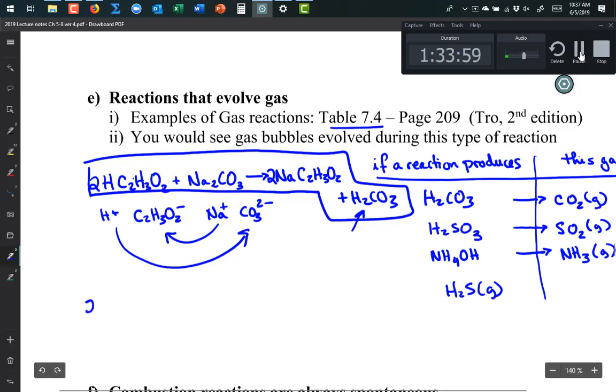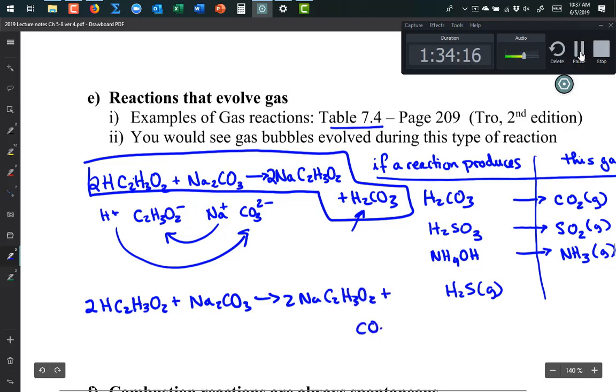is 2HC2H3O2 plus Na2CO3 makes 2NaC2H3O2 and CO2 and water. And these are all aqueous. This is a gas, and this is a liquid.